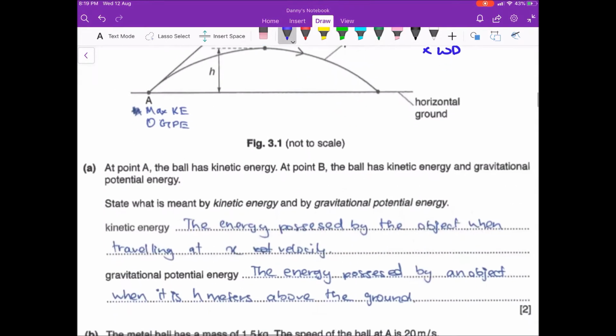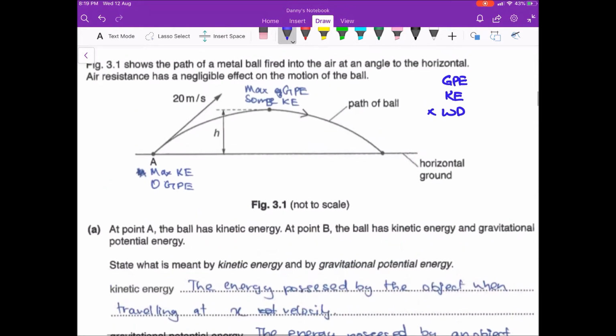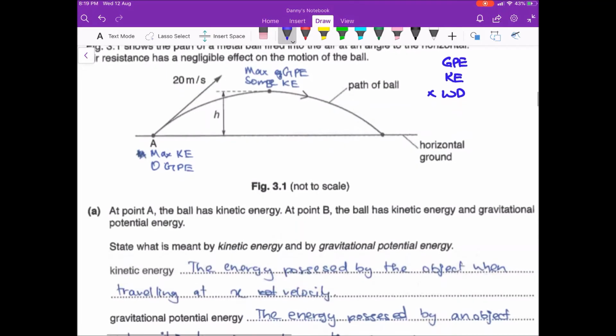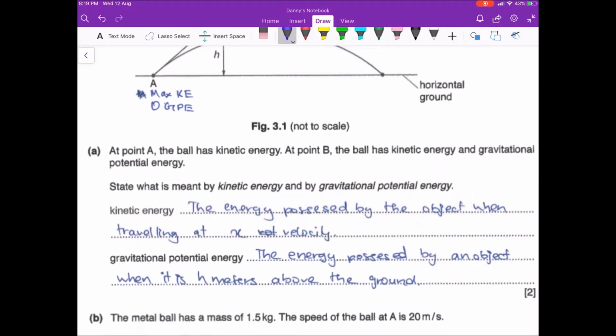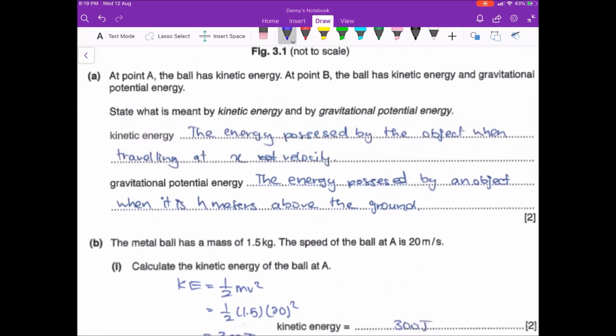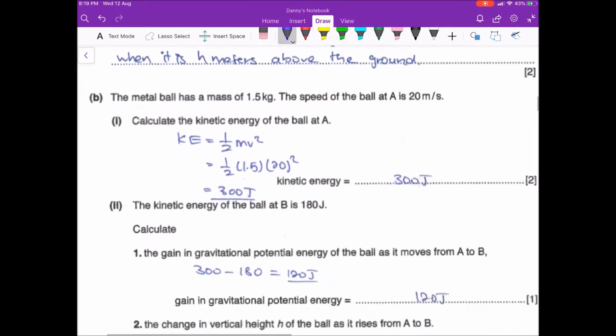Okay, so let's look at this. At point A, the ball has kinetic energy. At point B, I have both GPE and KE. State the meaning of it. I think you can do that. Kinetic energy possessed by the object. I think this one is from your textbook, so I'm going to skip part A. Let's look at part B.